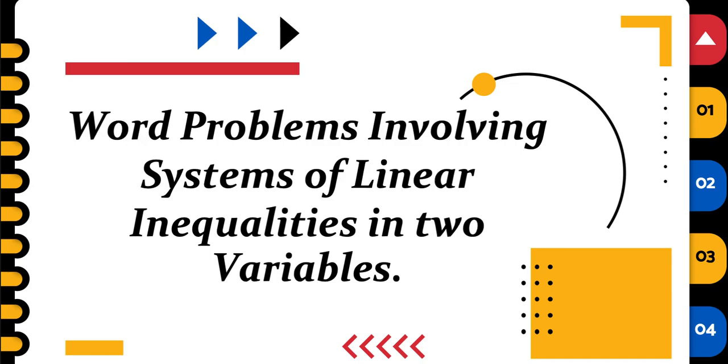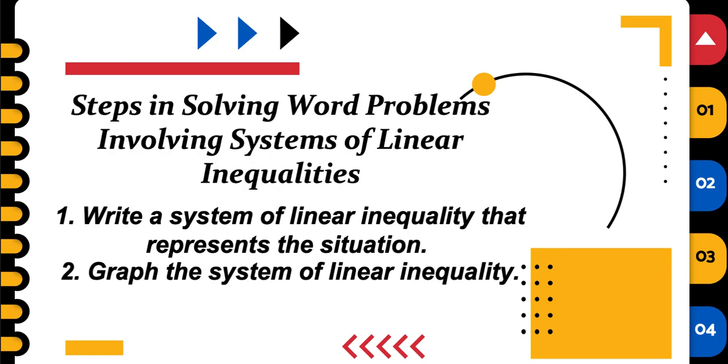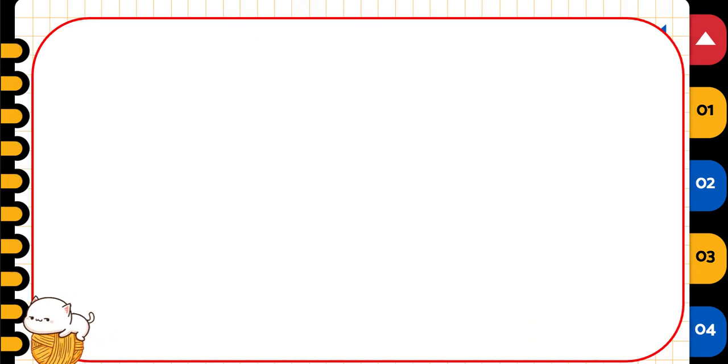Hello, grade 8 students. Today I will be discussing word problems involving systems of linear inequalities in two variables. So here are the steps. Number 1, write the system of linear inequalities that represents the situation. Number 2, graph the system of linear inequalities. Now let us start solving the first problem.